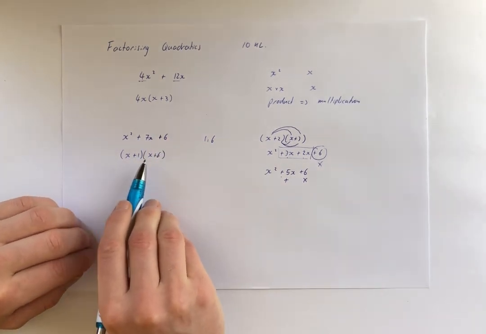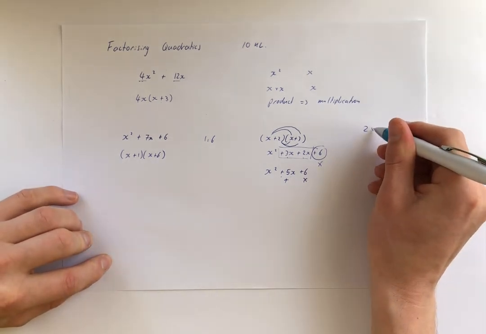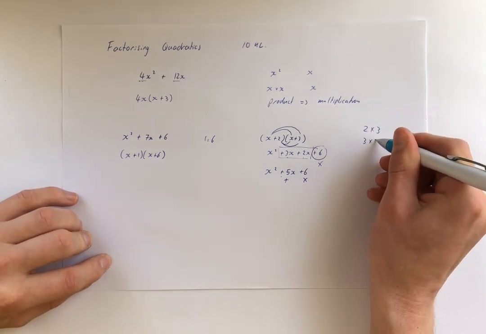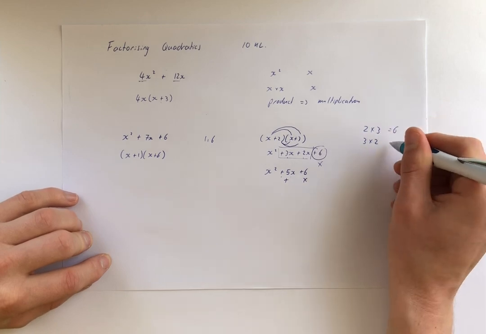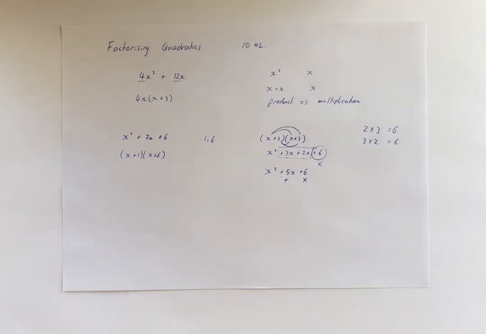And it doesn't matter which way around you write those brackets, because obviously multiplication order doesn't matter. 2 times 3 is the same as 3 times 2, so it doesn't matter which way around you put those brackets either.